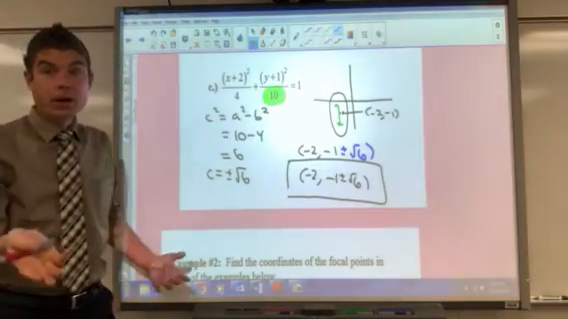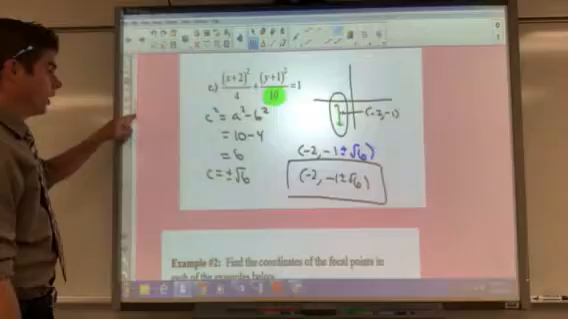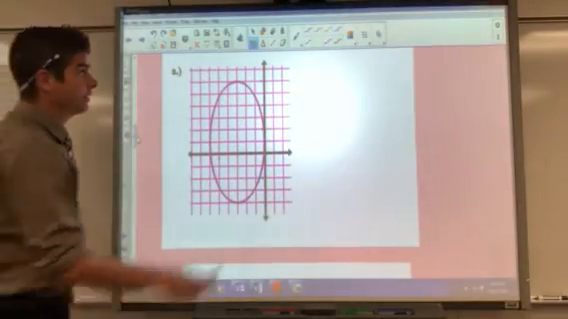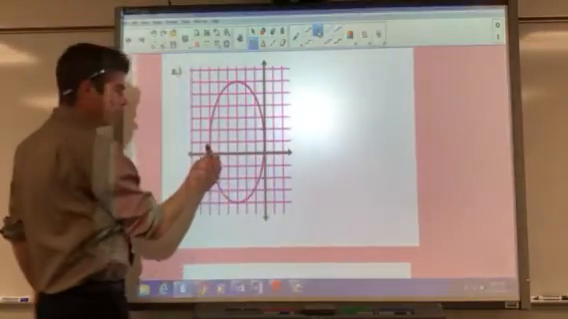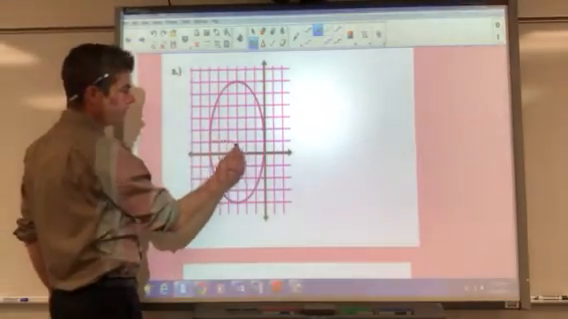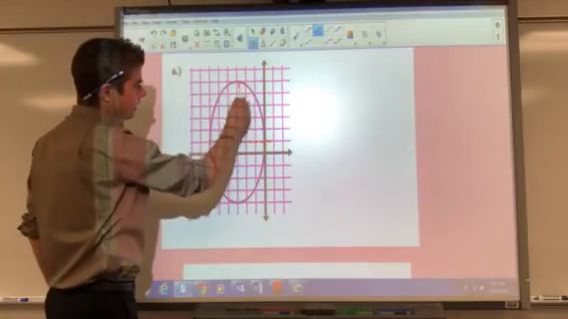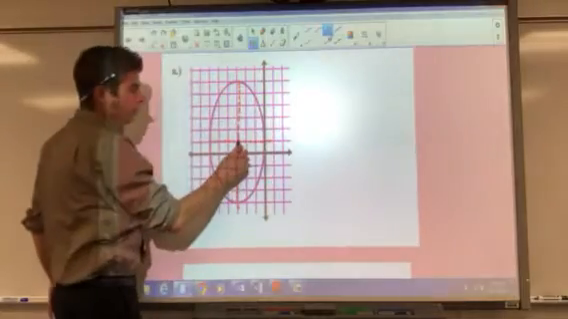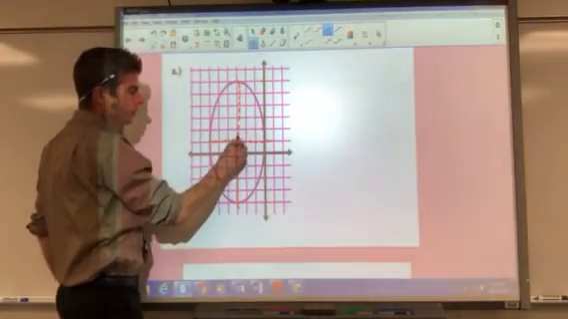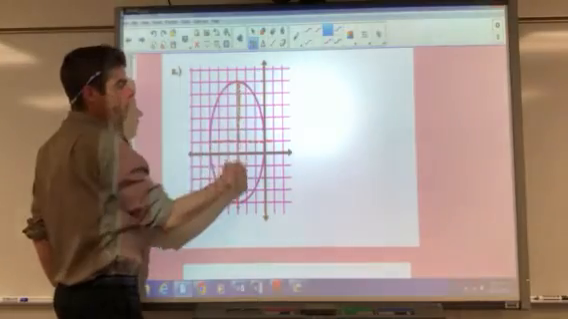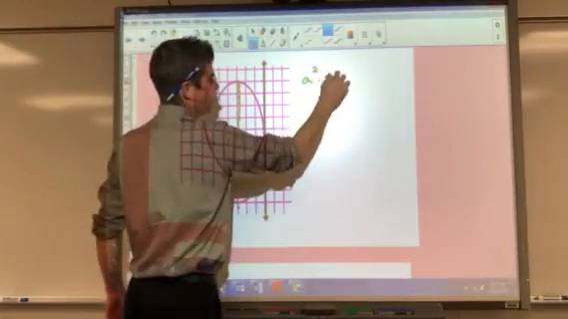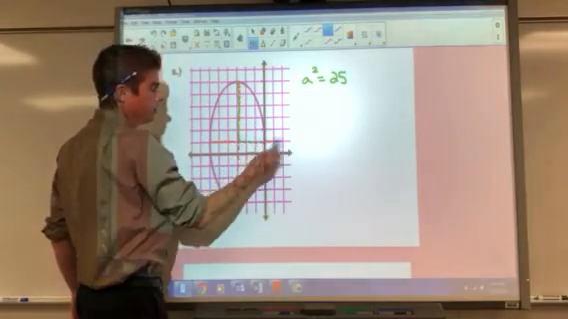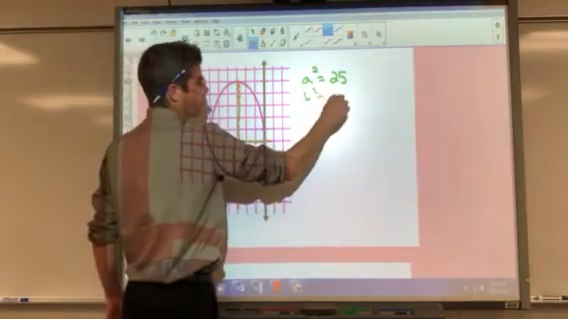Okay, now we could also find focal points from a graph. So I just have to interpret what the major and minor axes are. The center line here is the minor axis, the center line here is the major axis, and then we just count. So my a value is 1, 2, 3, 4, 5. So a is 5, which means a squared is 25. And then my b value, 1, 2, 3. So my b squared value is 9.